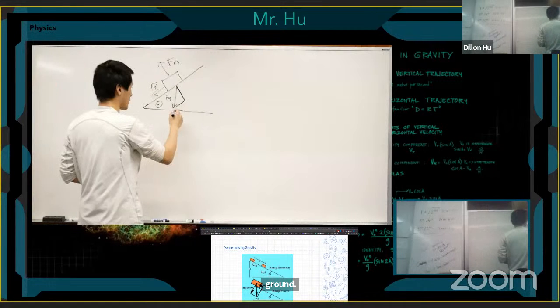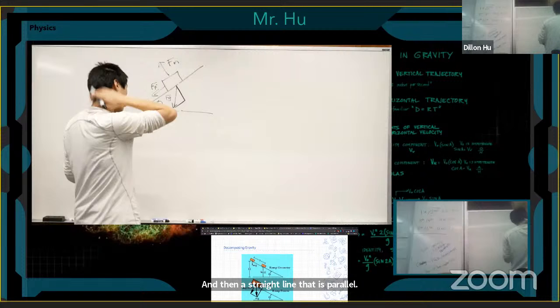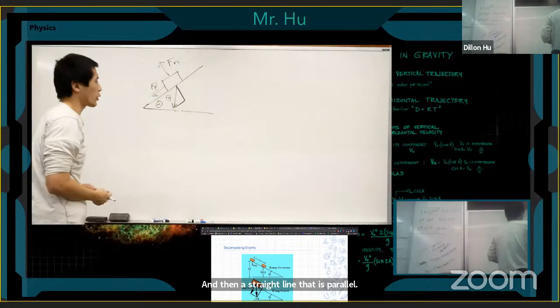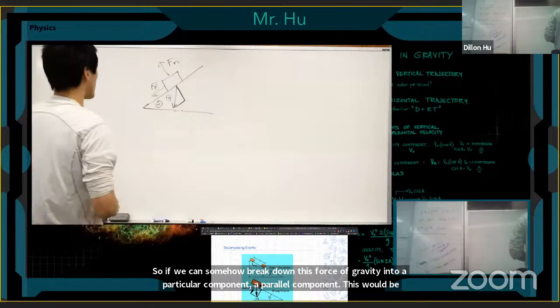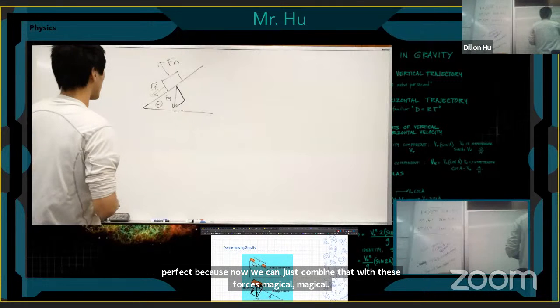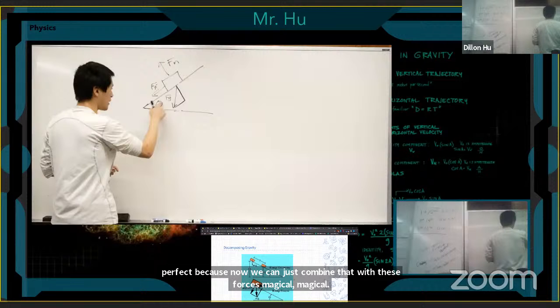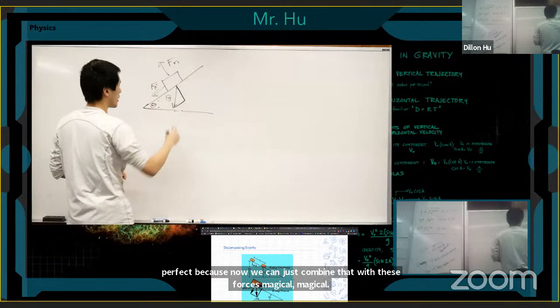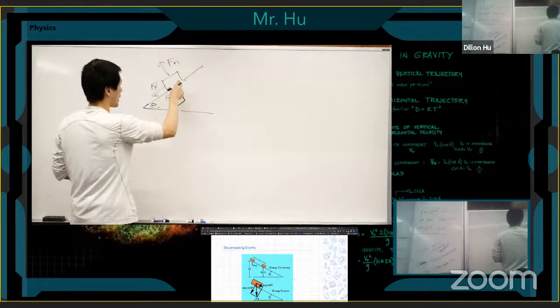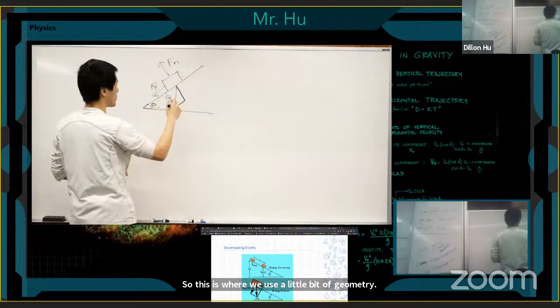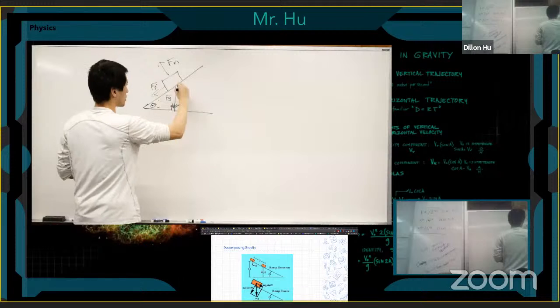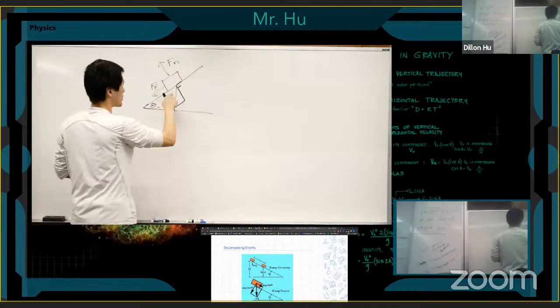Okay, so gravity is the hypotenuse. This is one side and this is one side, and we need to figure out how to break this down. This is where we need to use a little bit of geometry. So if this angle is theta, and this first triangle is a right triangle, then this angle needs to be 90 minus theta, which makes this angle theta.